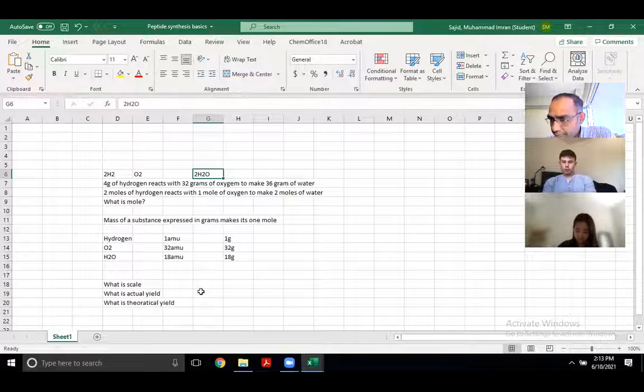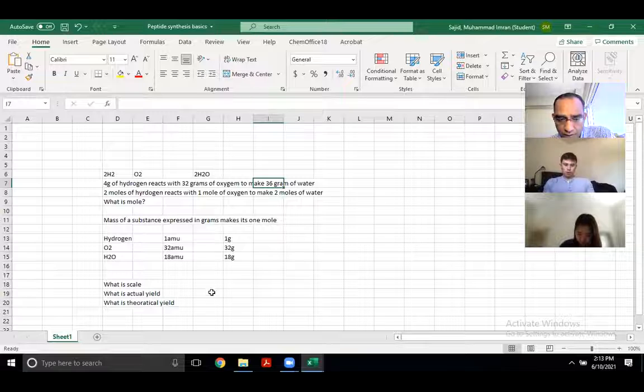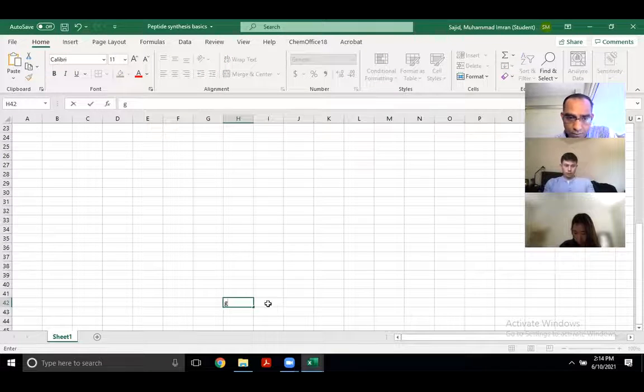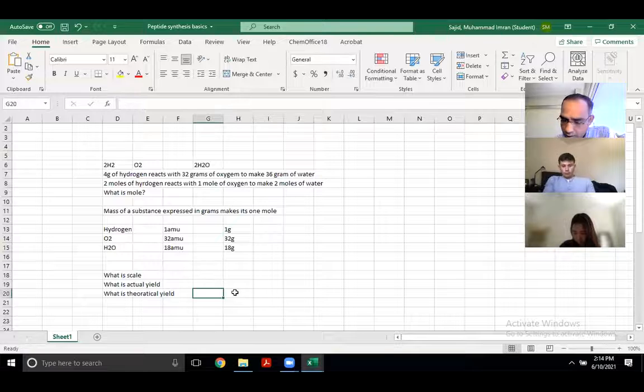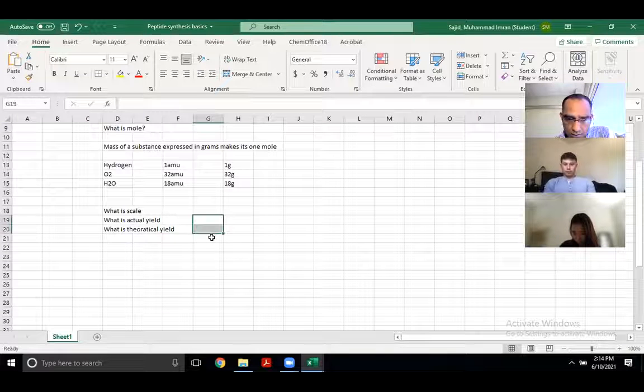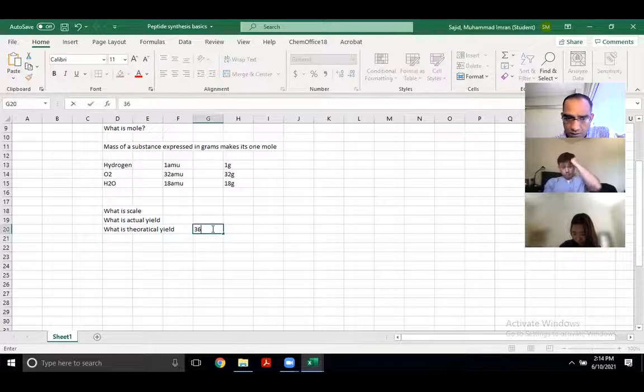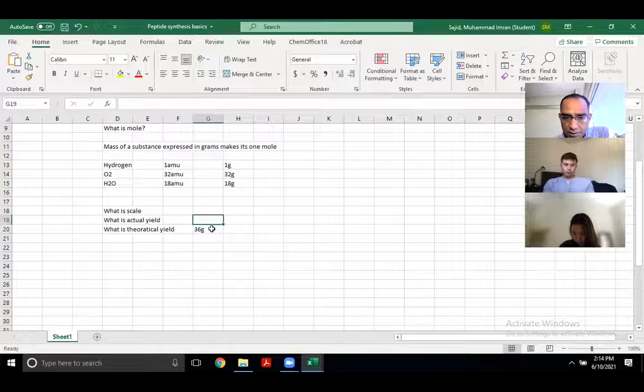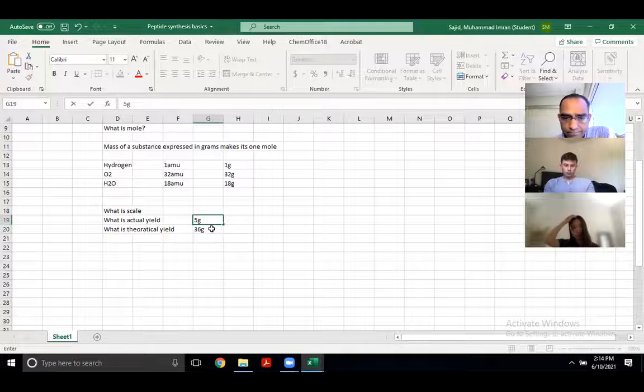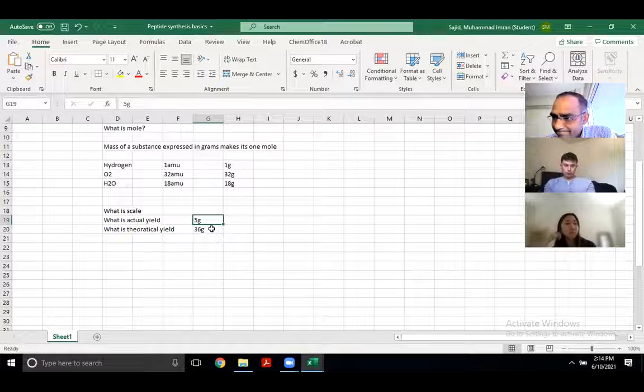But in effect, when we do the experiments, we do the reactions, we actually don't get 36 gram. So in the above reaction, the theoretical yield is 36 gram. But in effect, I just get 5 gram.